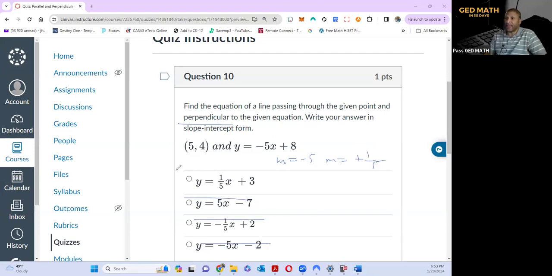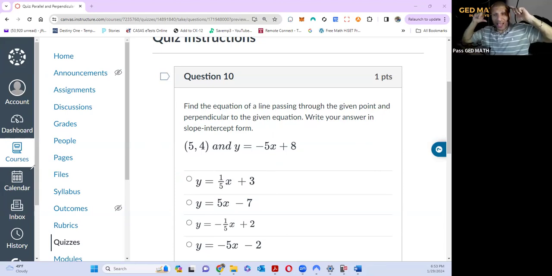Bang, bang, bang. I'm done. 15 seconds, I'm done. I'm feeling good about myself. But most people are going to do the computation and say, oh, 5 is x, 4 is y, m is -5, b is +8. Mr. Tinsey, but you just did that. Why? Because I wanted you to understand the steps that need to be taken.